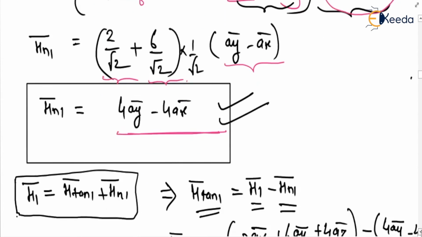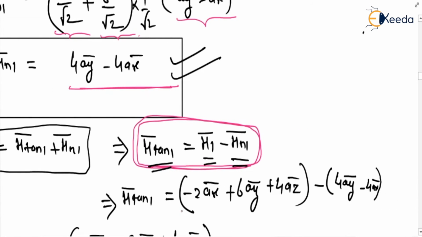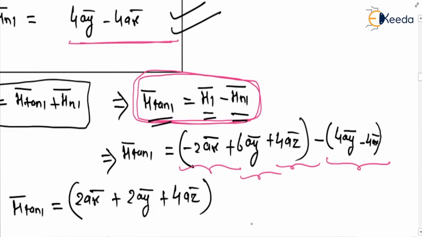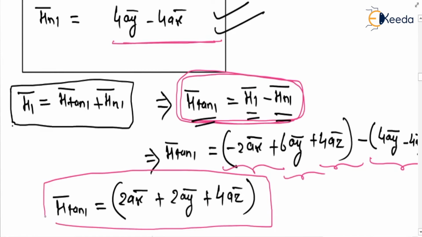And to calculate Ht1, it is H1 minus Hn1. So Ht1, which is the tangential component: the total magnetic field is minus 2ax plus 6ay plus 4az, and we will subtract the normal component from this field, which is 4ay minus 4ax. After solving, we get Ht1 as 2ax plus 2ay plus 4az. So this is Ht1.